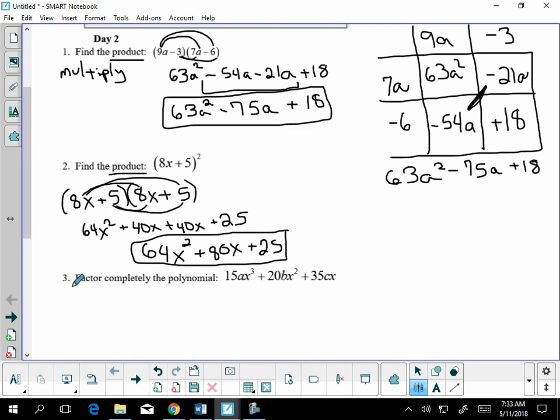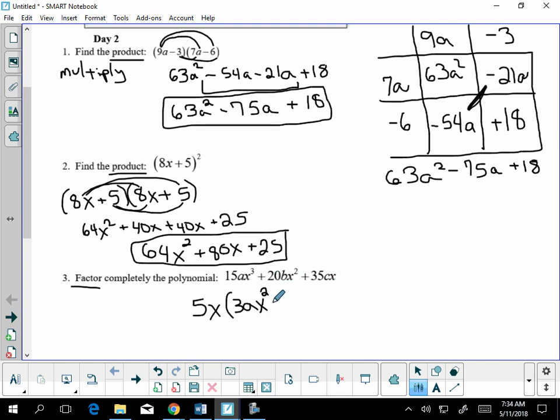All right, factor. When I see the word factor, I think my answer is going to have parentheses in it. So the first thing I notice on this one is I have 15, 20, 35. All of those numbers are divisible by a 5. And then I also have an x cubed, an x squared, and an x. They all share at least one x. So what I'm really doing is I'm dividing each term by that. 15 divided by 5 is 3, and then I'm going to have that x squared.